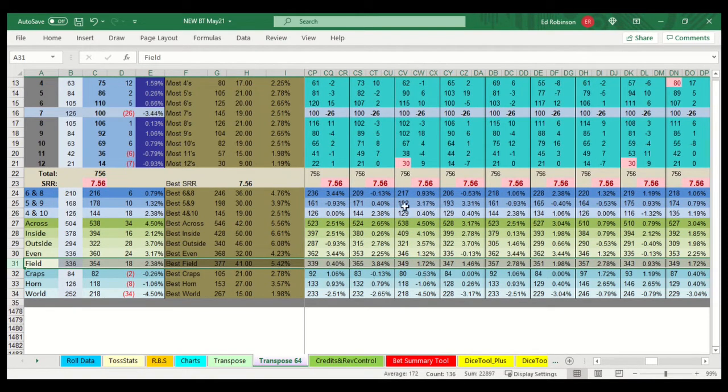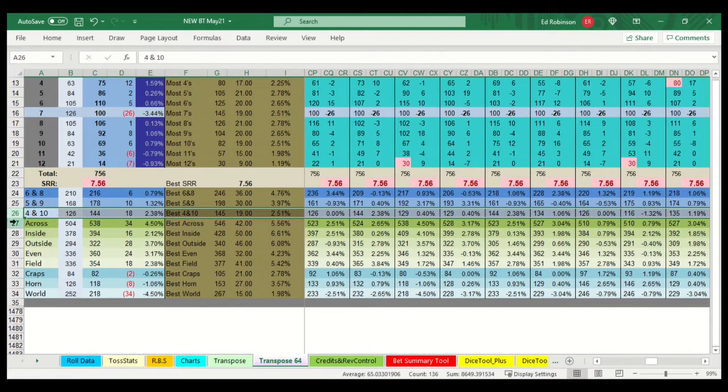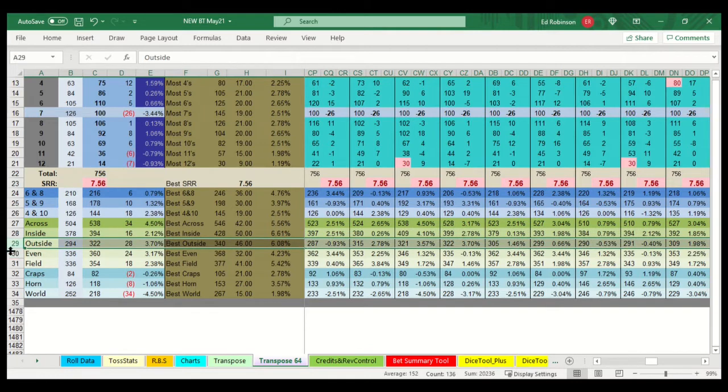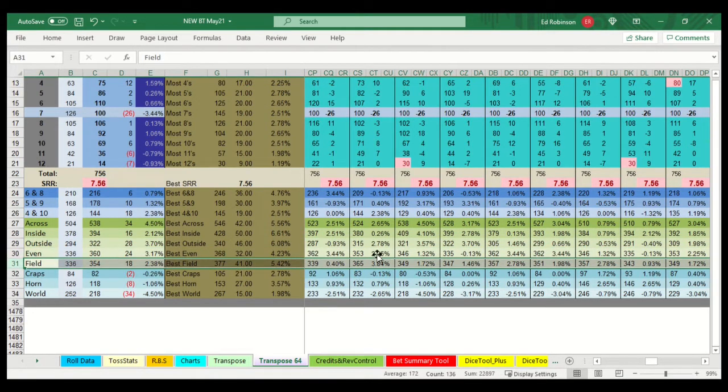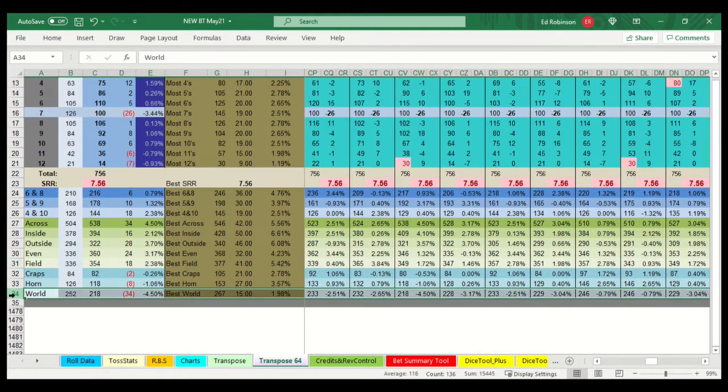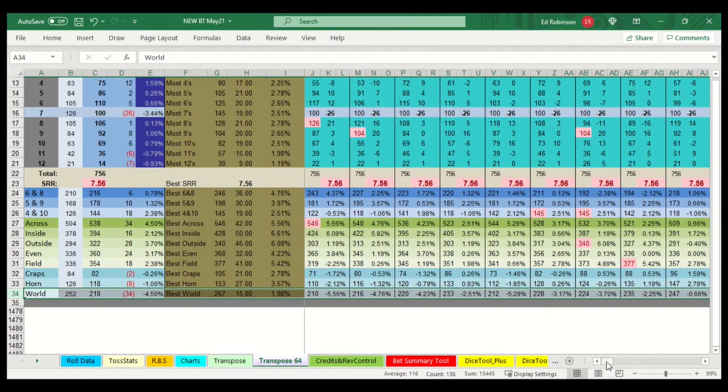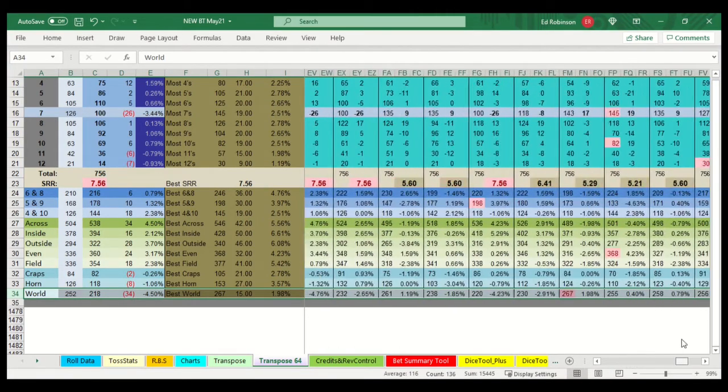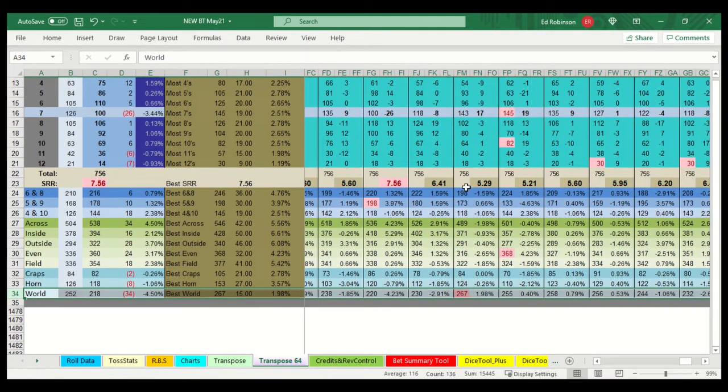I mean, Bonetracker picks out your best sets based on the criteria in this left-hand column. 6-8, 5-9, 4-10, the across, the inside, the outside, the even numbers, field numbers, etc. You like to play the world bet on the come out? It'll show you what your set gave you the most of. Right here. See, it's a low SRR number because it's got more sevens. Sevens, part of the world bet. So this is how I use it.